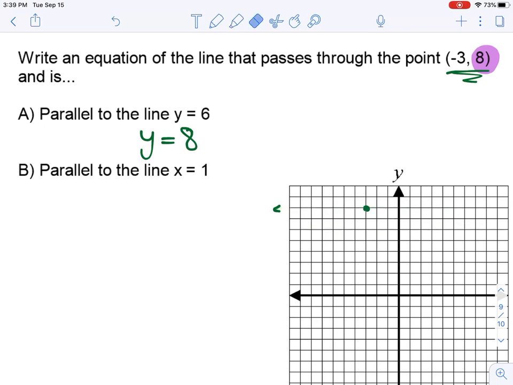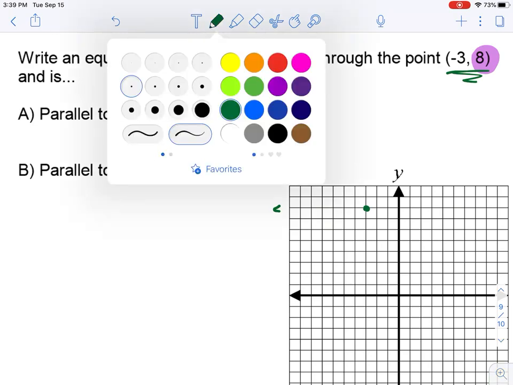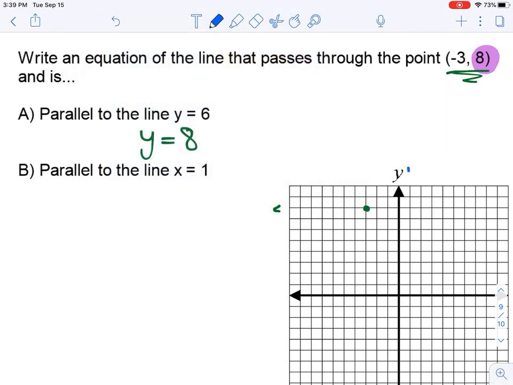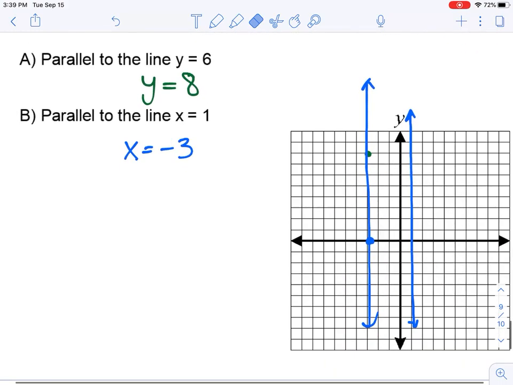On the next one, we want to solve for a parallel line to x equals 1. So it must be parallel to this line, which means it'll be another vertical line. We want to see where it crosses the x-axis. So we have x equals -3. Notice once again, in our coordinate, x is -3. So they're pretty easy if you can visualize them, like we do on the graph.